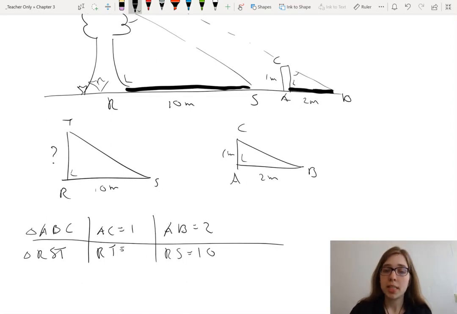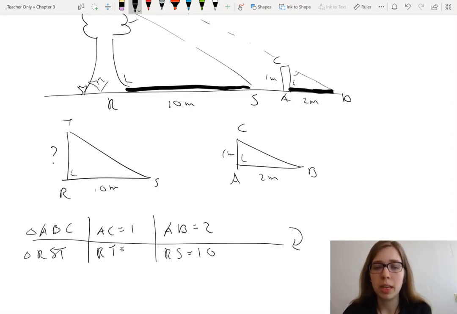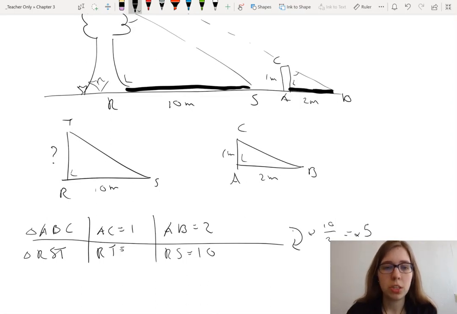And since they're similar, this has to be a ratio table. So all I have to do is figure out what do I multiply by. In this case, very simple, but if I'd want to calculate it, I divide the bottom by the top, the enlargement by the original, and get a factor of 5. So my tree is 5 meters high.